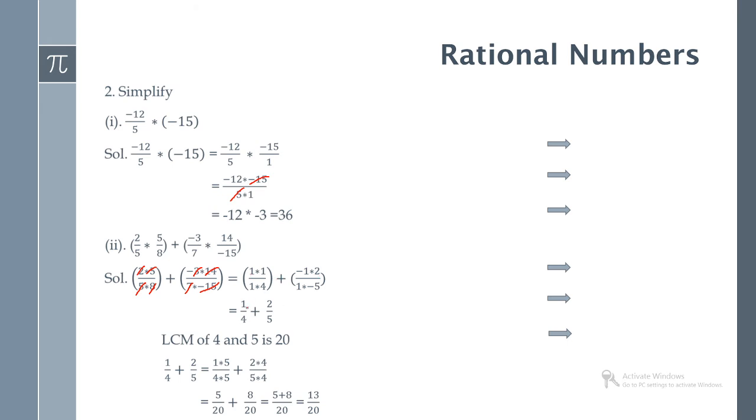So 1 into 1 is 1 by 1 into 4 is 4 plus, and here minus and minus also get cancelled. So 2 by 5. Now the denominator values are not the same. So the LCM of 4 and 5 is 20. 1 by 4 plus 2 by 5 is equal to 1 into 5 by 4 into 5 plus 2 into 4 by 5 into 4. That is nothing but 5 by 20 plus 8 by 20. That is nothing but 5 plus 8 by 20. That is equal to 13 by 20.